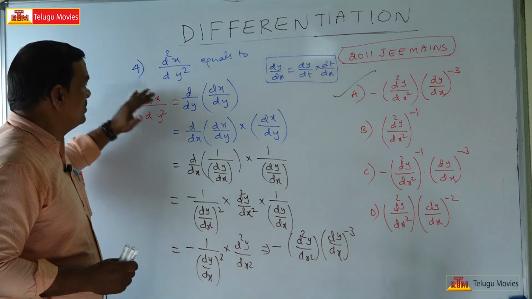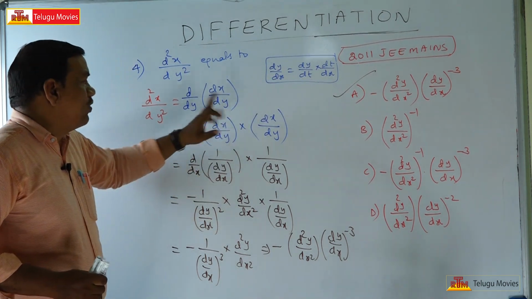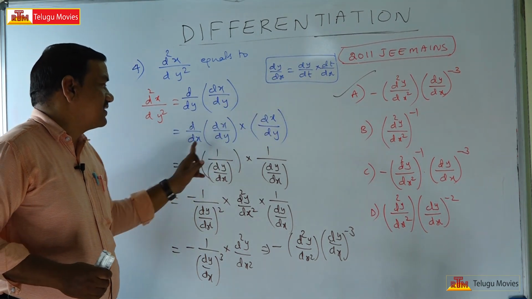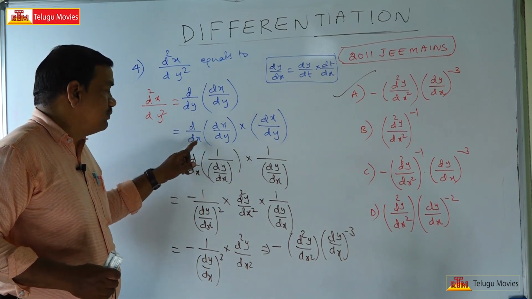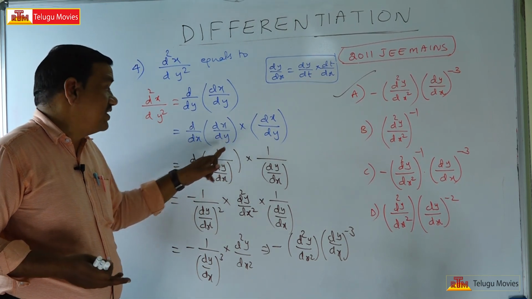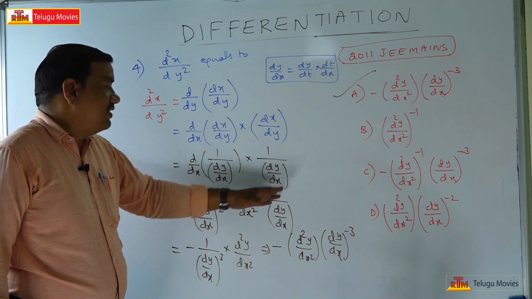So first of all, this is by definition I wrote. So here with respect to y it is there. So dx I made it as... I want to differentiate this, but here it is with respect to x, and here it is with respect to y. That's why 1 by dy by dx. This is also 1 by dy by dx I wrote.